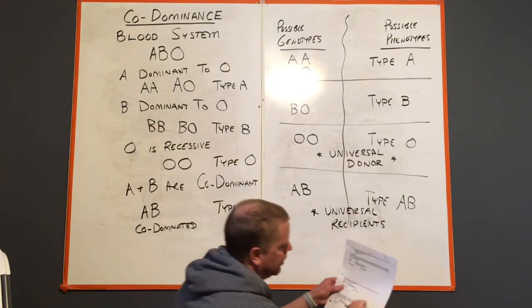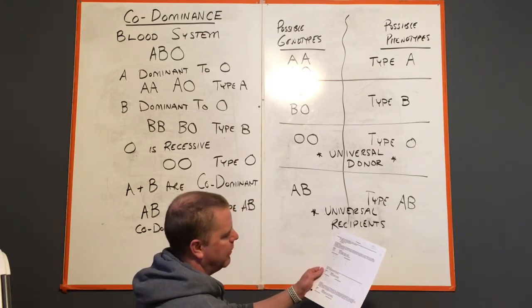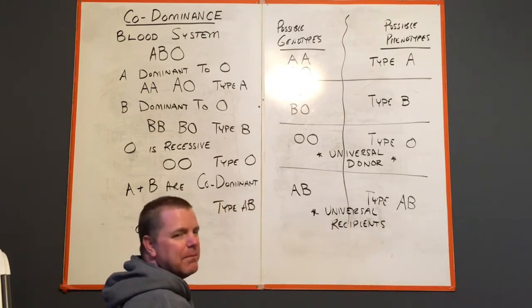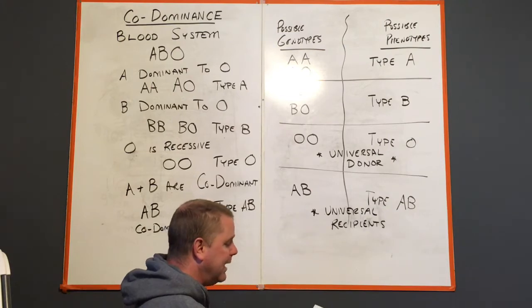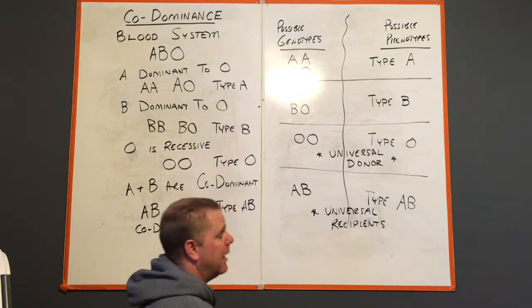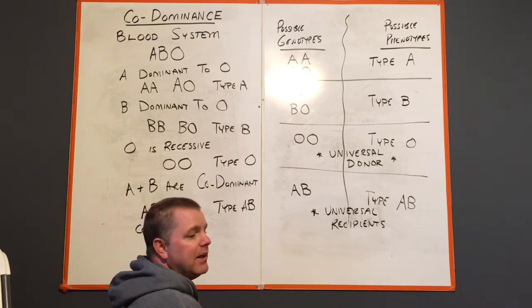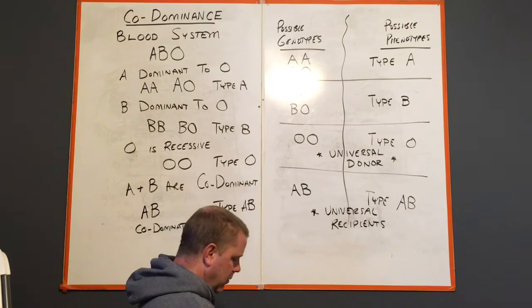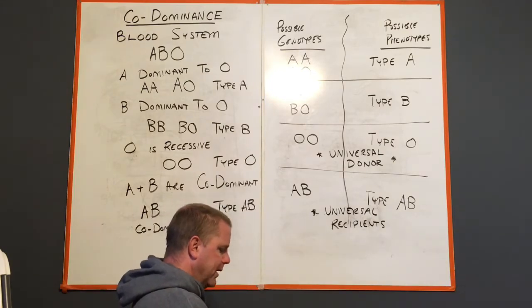Now, on your pages right now, what I want you to do is cross off and put an X through MN. We're not going to talk about that. And put a line through hemoglobin. MN is another blood system that I just don't want to spend a lot of time with right now, okay? And hemoglobin is a really important molecule in that it is a carrier of oxygen for your blood.